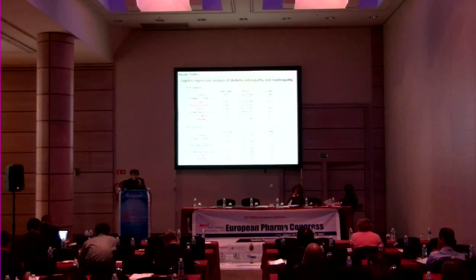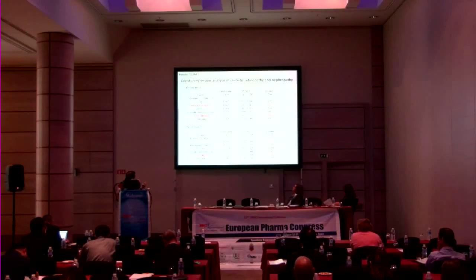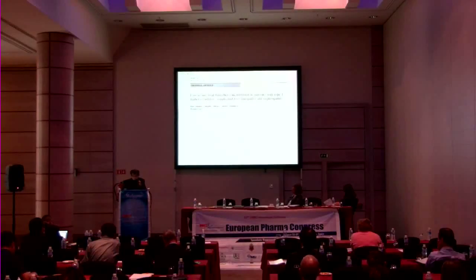This slide shows the results of logistic regression analysis of diabetic retinopathy and nephropathy of type 1 diabetes. So as for retinopathy, duration of diabetes and total bilirubin concentration are shown to be significant explanatory factors for retinopathy. As for nephropathy, age and total bilirubin concentration are shown to be significant explanatory factors. So these data were published in this paper last year.